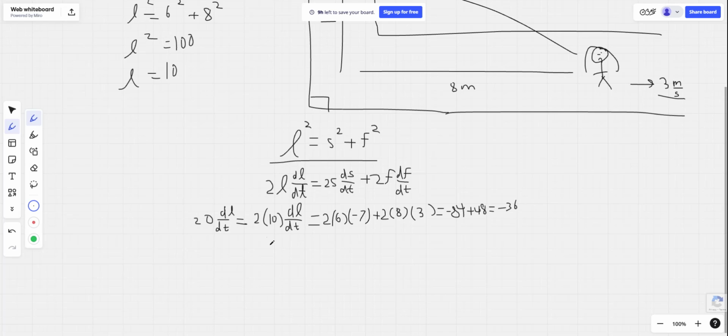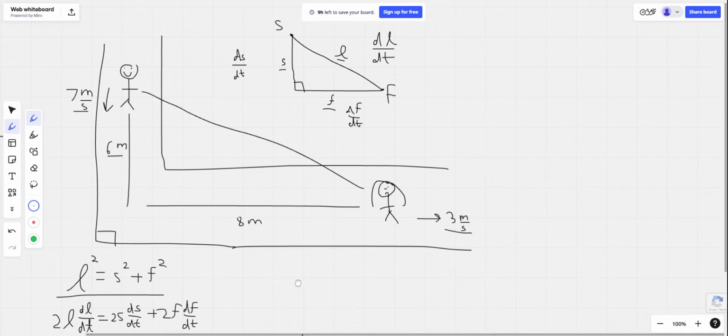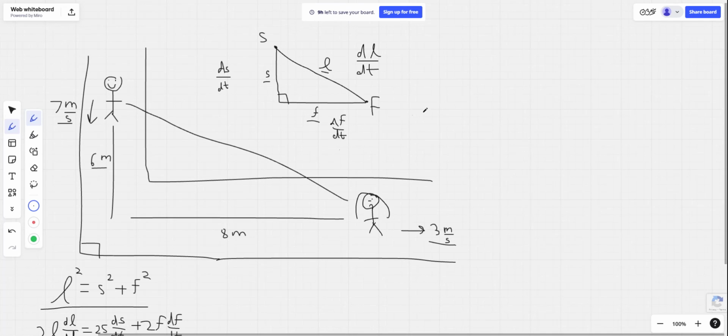And now we solve for dL over dt. It gives negative 36 over 20. You have to be very careful of the signs here. Every positive or negative matters. And you get negative 1.8. And we fill in the units now. L has a unit of meters, time has a unit of seconds, so our rate of change is negative 1.8 meters per second. Now we interpret it based on the problem.